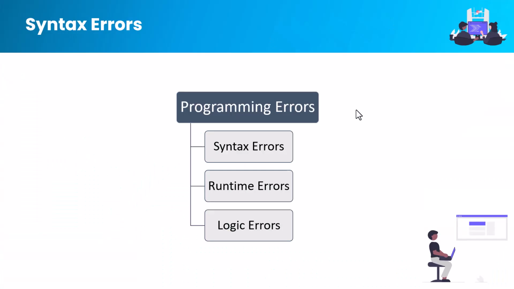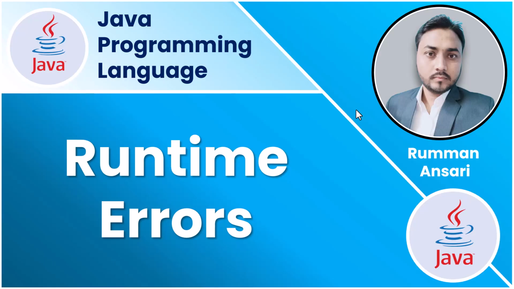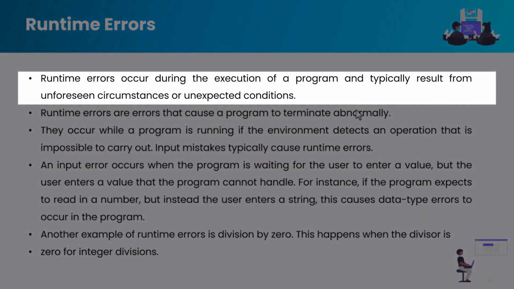As you know, in our previous video we already talked about the types of error in programming language, and we discussed the syntax error. In this video we'll talk about runtime error. So let's focus on runtime error. First we'll understand what a runtime error is, and then we'll move to the practical example.